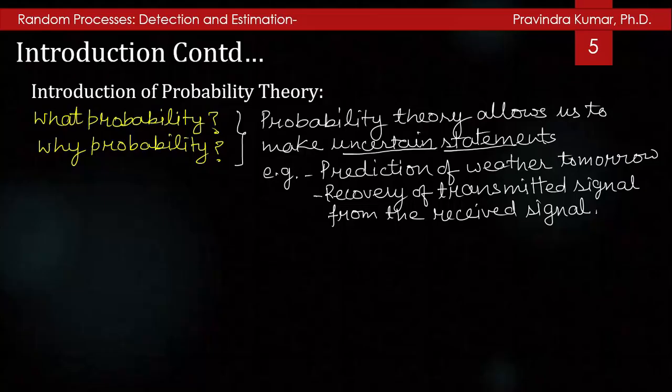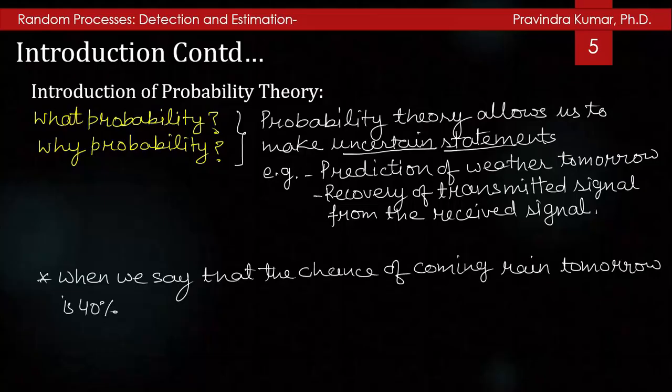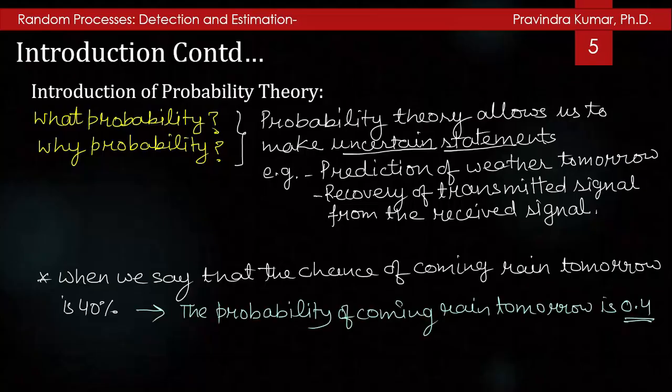Now, to better understand probability, let us take one example. If I say that the chance of rain tomorrow is 40%, then the probability of rain tomorrow is 0.4. So the chance of rain tomorrow, 40%, I can represent in probability form: the probability of rain tomorrow is 0.4. So we can predict what may happen, but we cannot exactly determine what will happen.